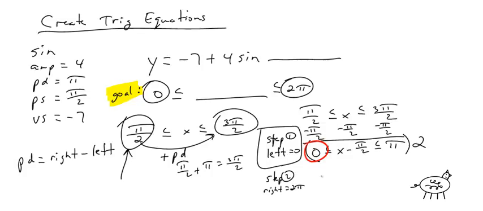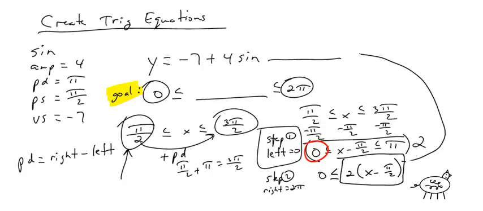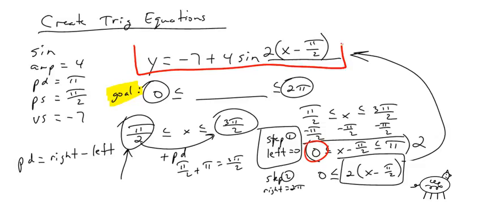Okay, so we multiply that by 2, we get 0 less than or equal to 2 parentheses x minus pi over 2 less than or equal to 2 pi. Guys, that's our goal, was to get it between 0 and 2 pi. So now that value right here, math fans, that goes right there. So 2 parentheses x minus pi over 2. Okay, and that is our answer to this problem.